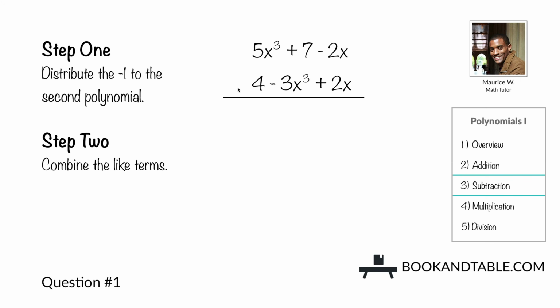So once we've distributed our negative that represented subtraction, we can now combine the like terms. 5x cubed minus 3x cubed gives us 2x cubed. 7 plus 4 gives us 11. And -2x cancels out +2x. So the answer would be 2x cubed plus 11.